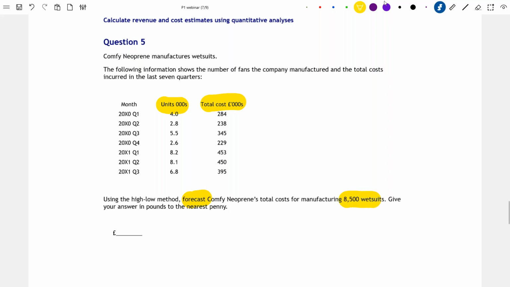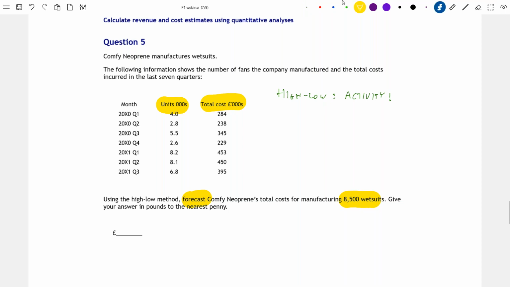8,500 wetsuits. So what the high-low method does is that it takes the periods of highest and lowest activity, extrapolates between them in order to determine the company's fixed costs and variable costs. And then based on these historical costs, we can then forecast costs for activity levels that we haven't previously undertaken in the past. Now, crucially for the high-low method, when we talk about high and low, we are looking at the highest and lowest activity. So not the highest and lowest total cost, but the highest and lowest activity, the number of units being produced.